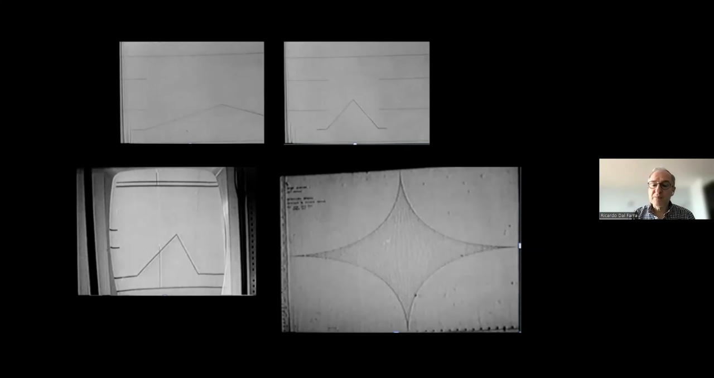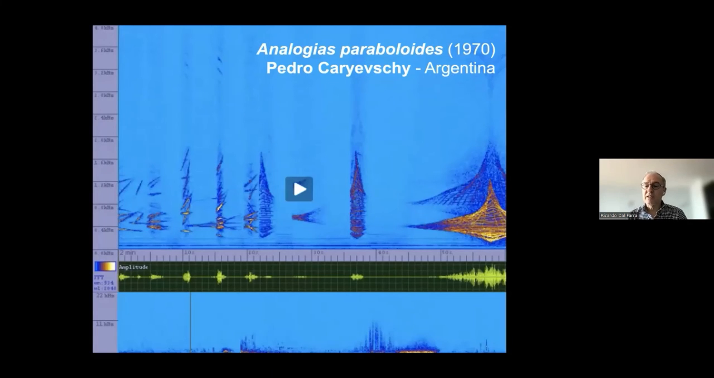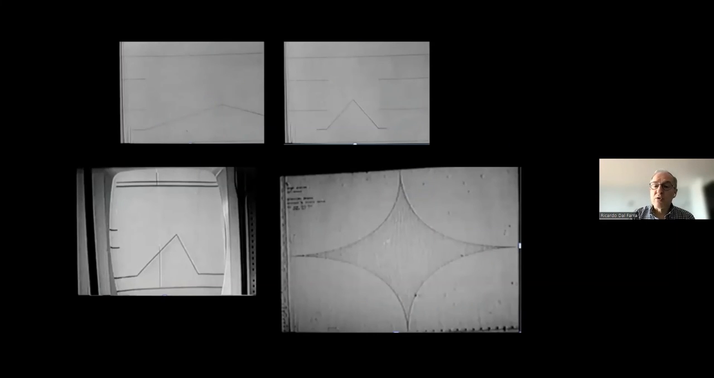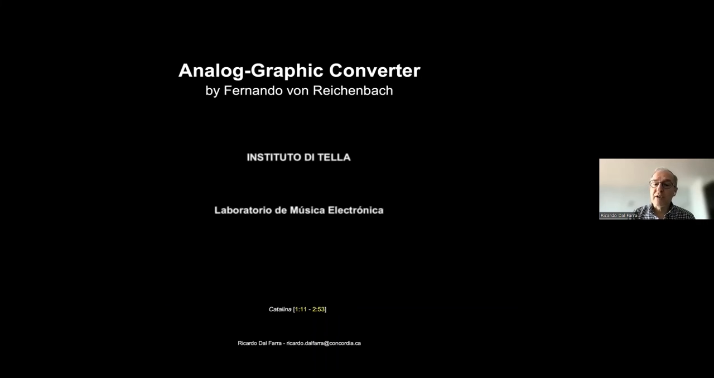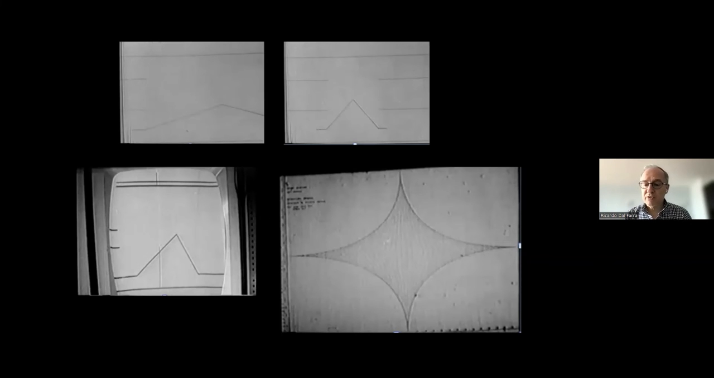So he transformed all these graphics drawn in pencil into complex graphics, and finally they created pieces like this one that you can hear in the Latin American Electroacoustic Music Collection, like Analogías Paraboloides by Pedro Karievsky. They were producing these kinds of works in this new lab with this analog graphic converter made by Fernando von Reichenbach in Buenos Aires.